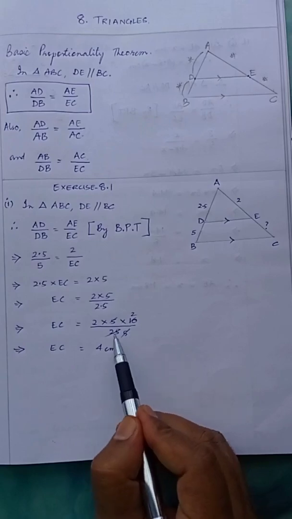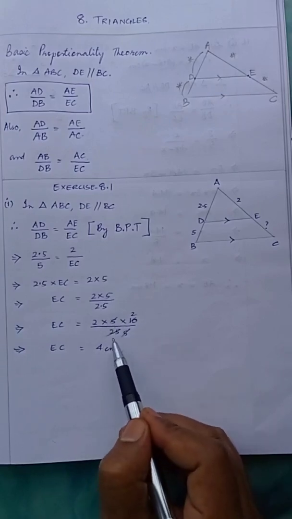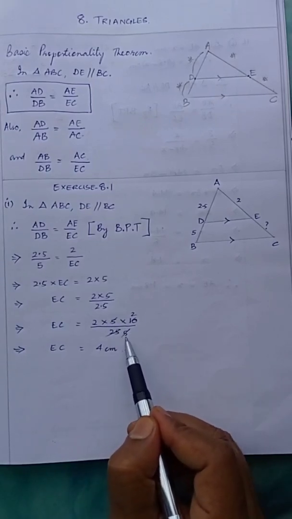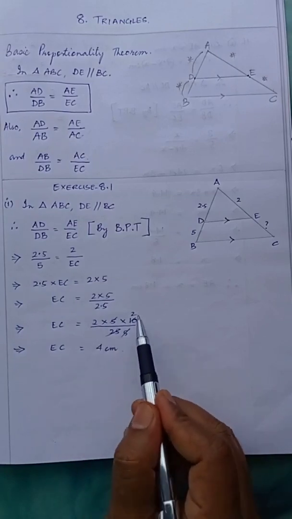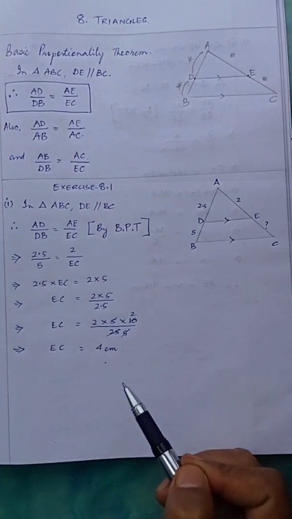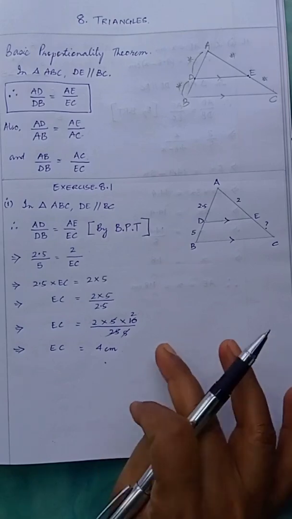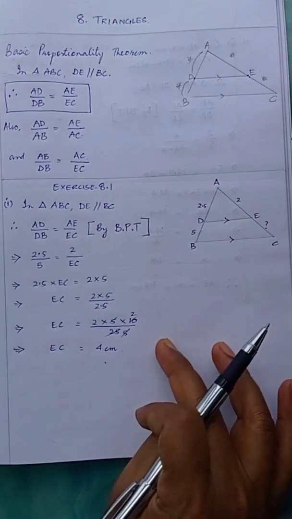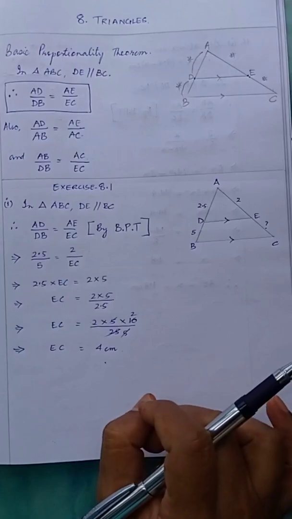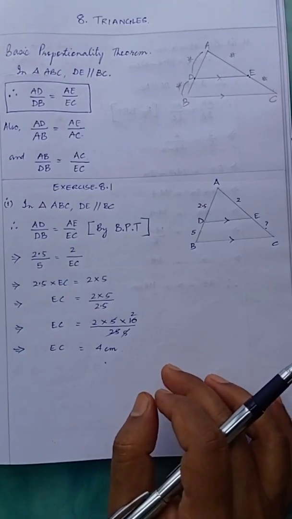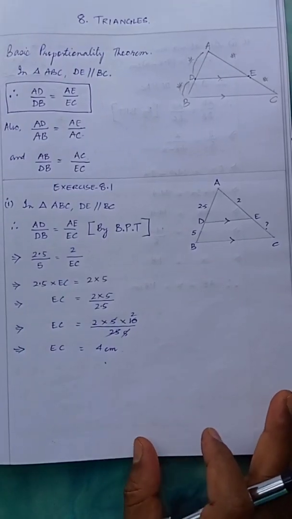So we just write directly 2 into 5 is 10, and then divide by 2.5, so 5 times 2 is 10, 2 multiplied by 2 is 4. So EC is 4. It should be kept in mind that this type of question should not be solved in a very long manner because they carry 1 or 2 marks only. So this was our first question.